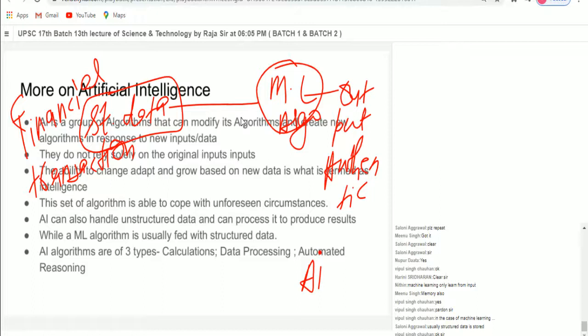In the case of artificial intelligence, remember in the definition of artificial intelligence, we talked about the ability to replicate the human behavior. And I am now telling you the second difference. The second difference is that usually with machine learning, structured data is fed into the system. Structured data is fed into the machine.